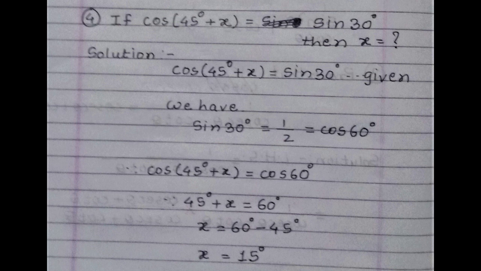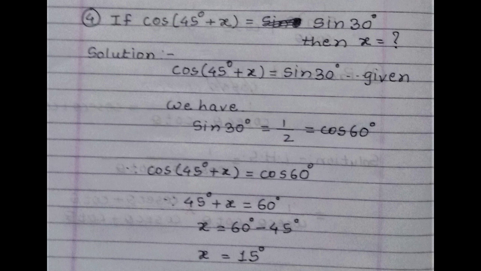Question number 4. Cos (45 degree plus x) is equal to sine 30 degree. So find the value of x. Solution. What is given? Cos (45 degree plus x) is equal to sine 30.